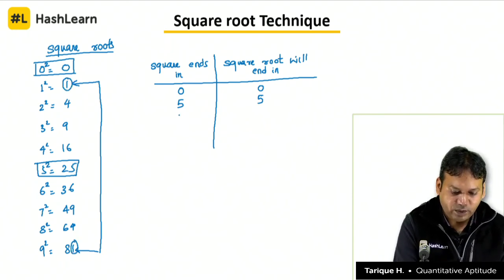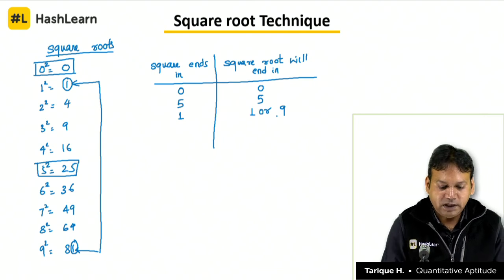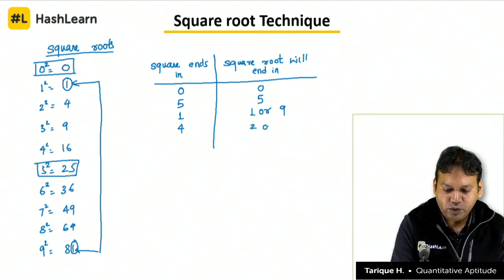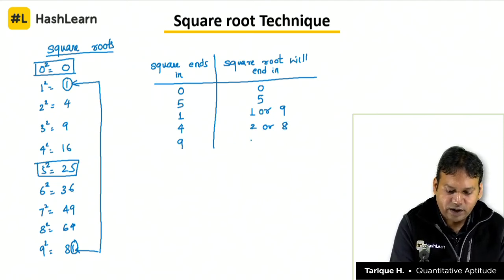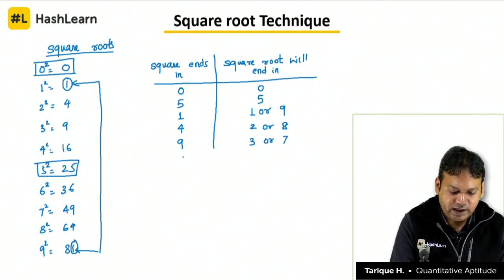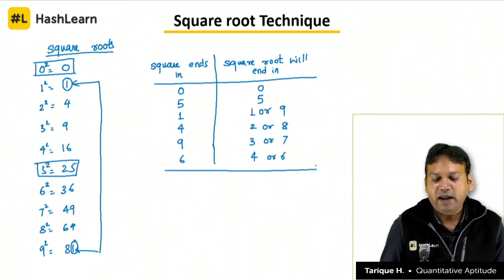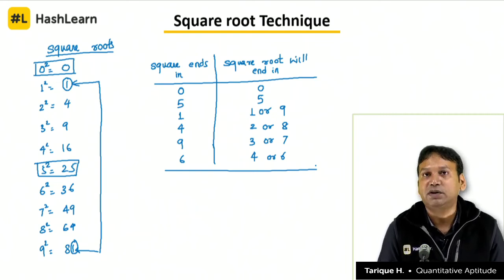So, we say that if the square ends in 1, the square root will end in 1 or 9. Similarly, if the square ends in 4, the square root will end in 2 or 8. If the square ends in 9, the square root will end in 3 or 7, and if the square ends in 6, the square root will end in 4 or 6. So, if we know this table, and if you know basic squares of numbers, then there is no difficulty in finding out the square roots.